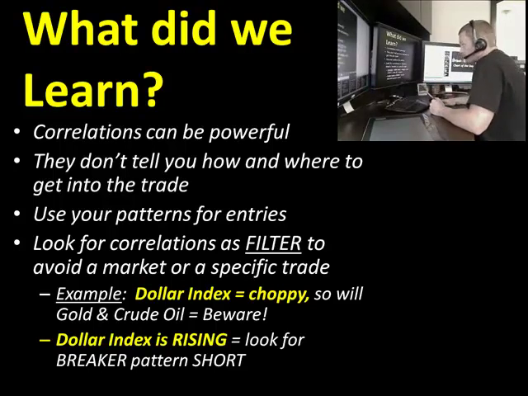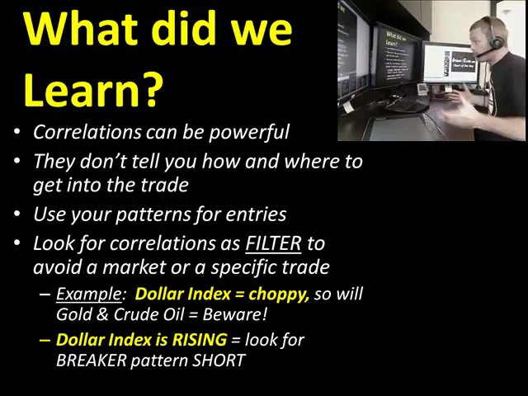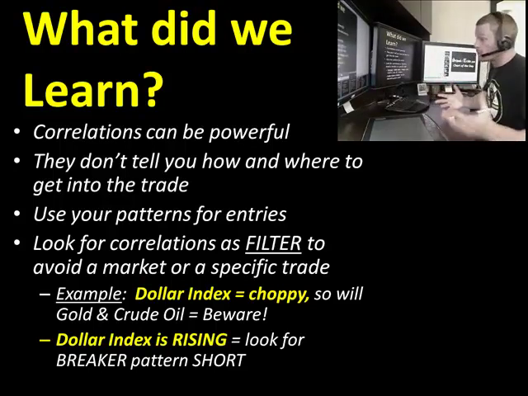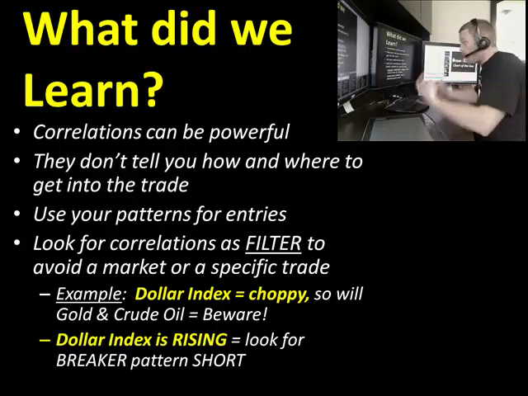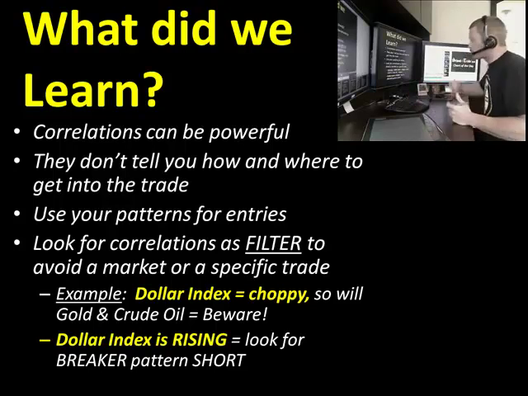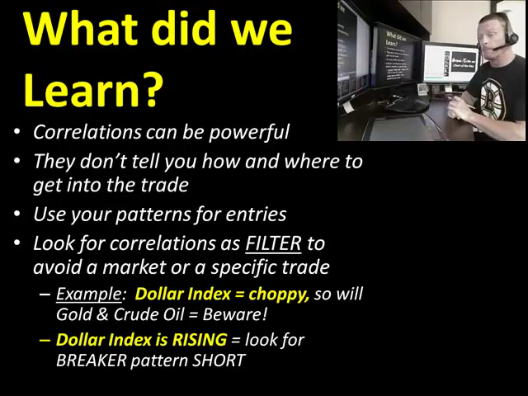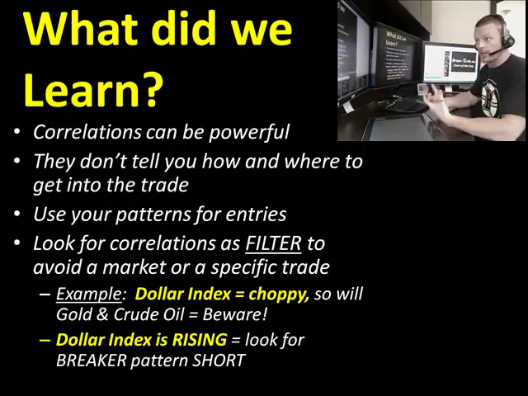So we look for correlations as a filter to avoid a market or a specific trade. For example, on the dollar index, if it's choppy, so will the gold and the crude, so we might want to be aware. If the dollar index is rising like it was this morning, we look for breaker patterns short. So you always ask, well, Joe, if we do have the correlation, how do I use it to trade with? If the dollar index is rising, now we're looking for a breaker pattern short or a two-step pattern short. If the dollar is rising, we're looking for the short side.